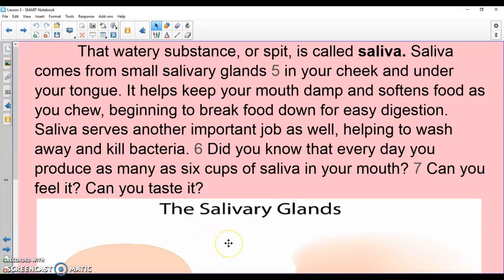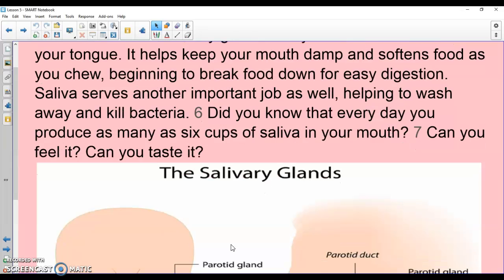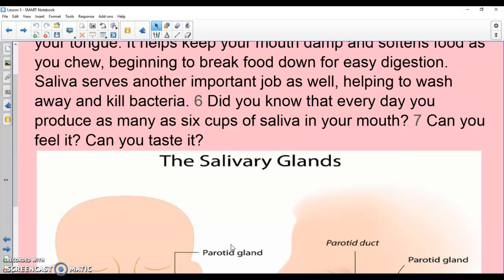That watery substance or spit is called saliva. Saliva comes from small salivary glands in your cheeks and under your tongue. It helps keep your mouth damp and soften food as you chew, beginning to break food down for easy digestion. Saliva serves another important job as well, helping to wash away and kill bacteria.